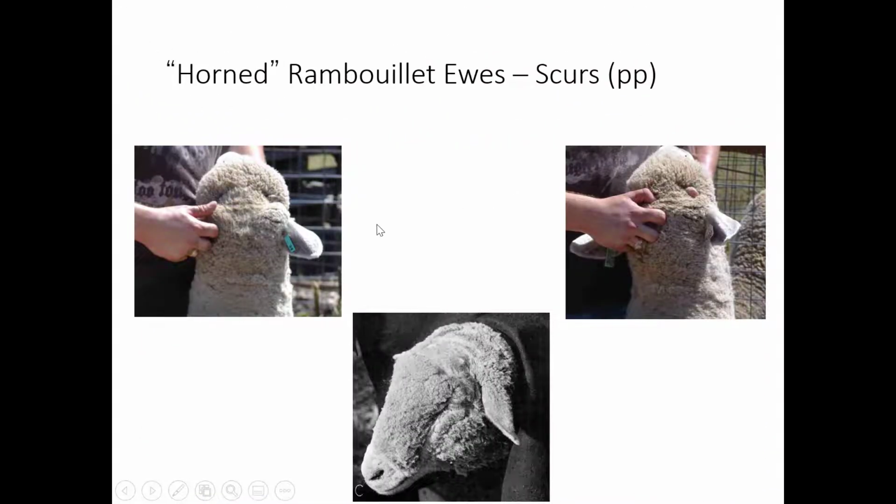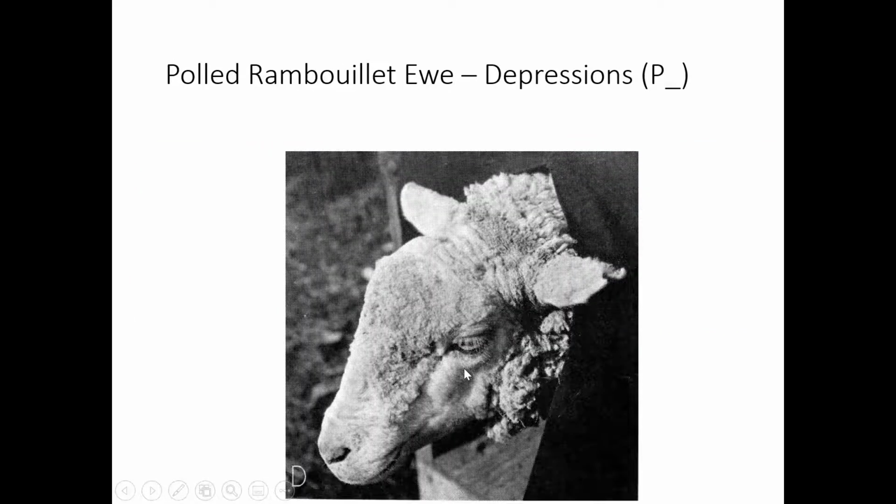And then here are some better pictures. You can see the sker here and here. This one's definitely bigger. Here's the sker. And then again, that last picture we saw. And here we have a polled Rambouillet ewe. You can see there's nothing coming out of the depression. There's just some hairs there, or some wool.